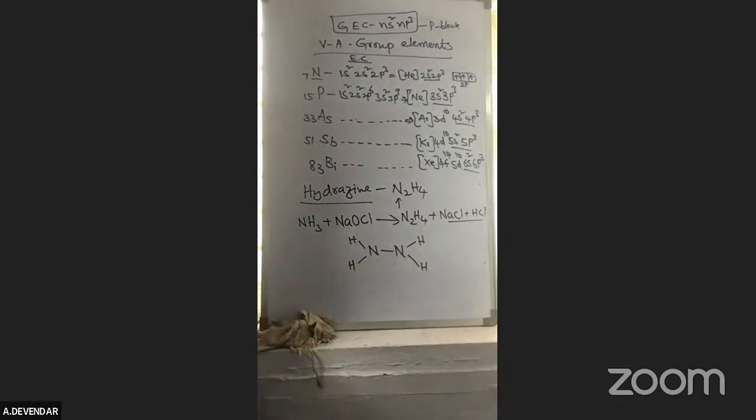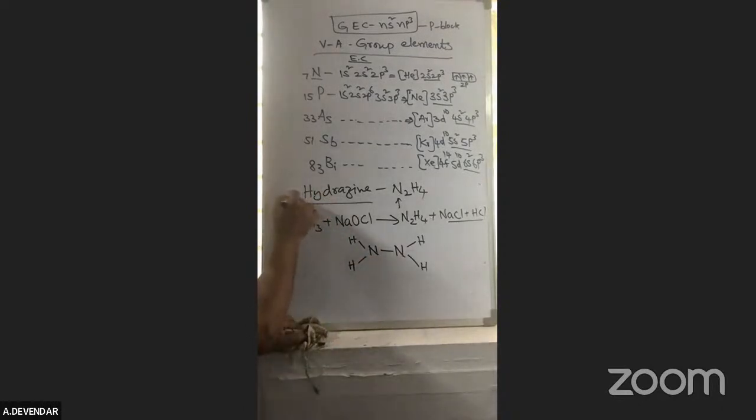In between the nitrogen and nitrogen, there is a single bond present. Please remember, in ammonia, nitrogen has a triple bond. But here in the hydrazine molecule, we have only single covalent bonds, just like the ethane structure. This is called hydrazine.